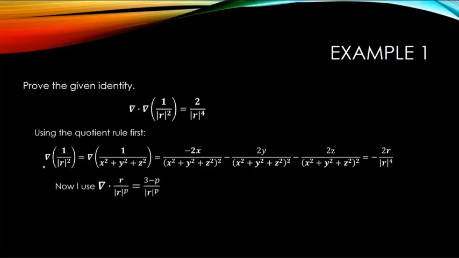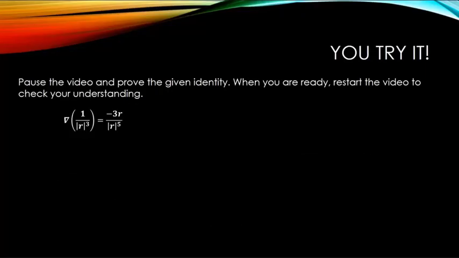This is just equal to negative 2 times the vector r over the magnitude of r raised to the fourth power. Now I have to use the fact that del dotted with r over the magnitude of r raised to the p power is given by 3 minus p over the magnitude of r raised to the p power. Del dotted with negative 2r over the magnitude of r to the fourth is equal to negative 2 times 3 minus 4 over the magnitude of r raised to the fourth power, which is equal to 2 over r to the fourth power, QED. Now you get to try it. Pause the video and prove the given identity. When you're ready, restart the video to check your understanding.